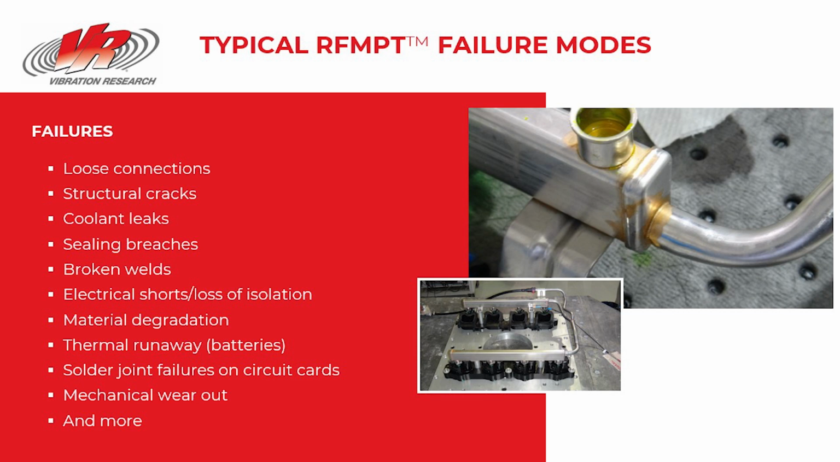As a test of failure, we can find many different failure modes in an RFMPT test setup. Thinking about testing a battery pack, we could find loose connections, structural cracks, coolant leaks, sealing breaches, broken welds, electrical shorts, loss of isolation, material degradation, thermal runaway, solder joint failures, mechanical wear out, and many, many more failure modes.